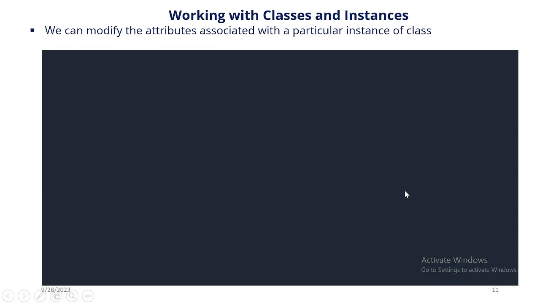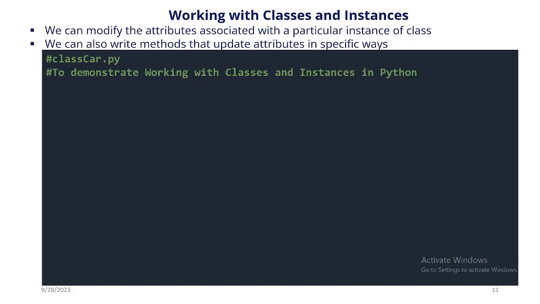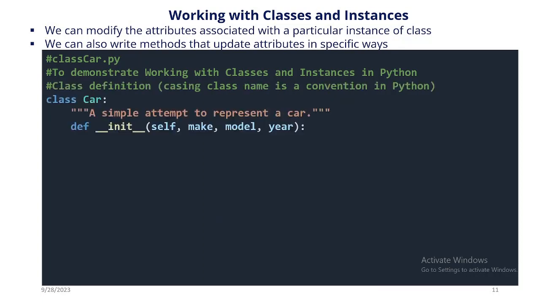So we'll continue with the classes. We can modify the attributes associated with a particular instance of a class. We can also write methods that update attributes in specific ways. So let's look at another class. We'll call this class car to demonstrate working with classes and instances in Python. So we say class car, a simple attempt to represent a car.